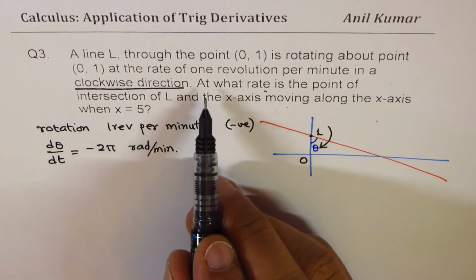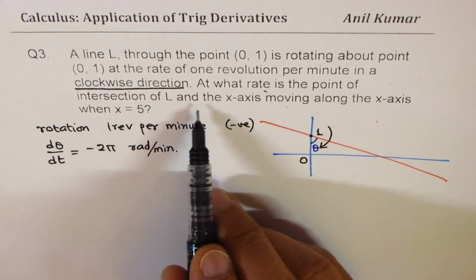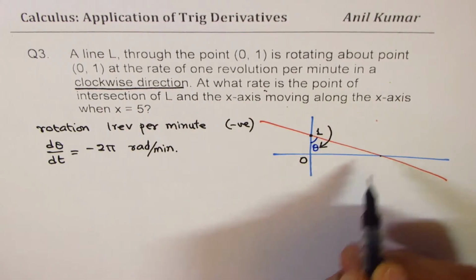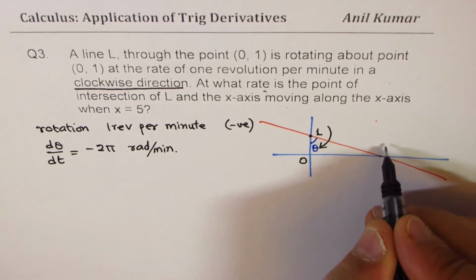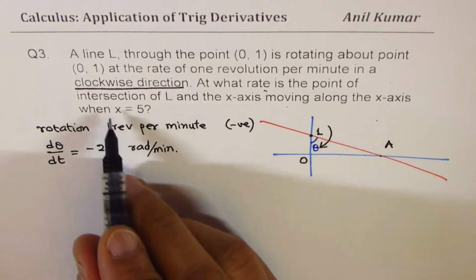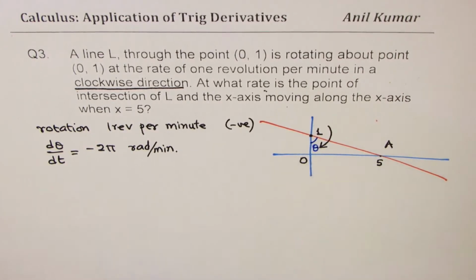Now we want to find at what rate the point of intersection of L and the x-axis is moving. Let's say this is the x-intercept. So this point is moving. Let's call this point A. We want this when x is 5.